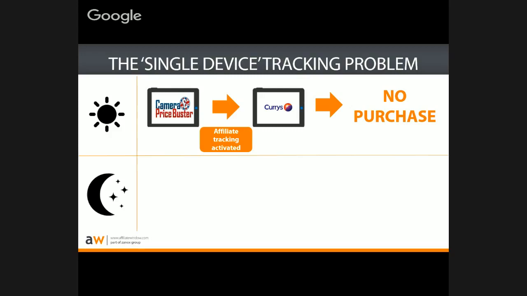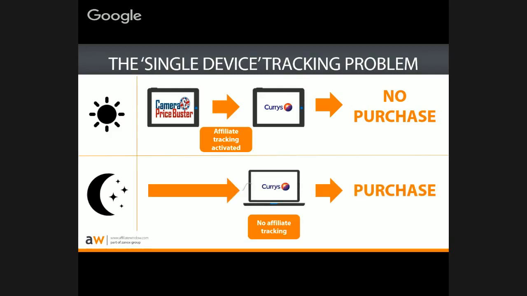It could then be very common that when we get to the nighttime, the user goes directly via their laptop to Currys and makes a purchase. And in this secondary situation, the user hasn't returned to Camera Price Buster. They don't need to. They know what camera they're going to buy, and they know what price point they're going to buy it at. And in this situation, the affiliate wouldn't be rewarded because the sale happens on 2 different devices and the affiliate tracking has only been activated on 1 device. And it's this journey that our cross-device tracking aims to track.